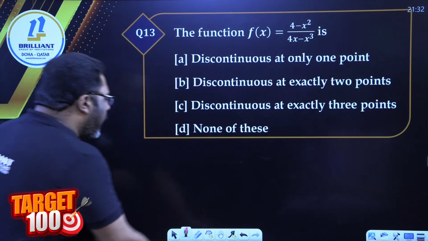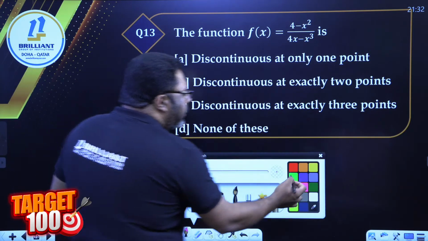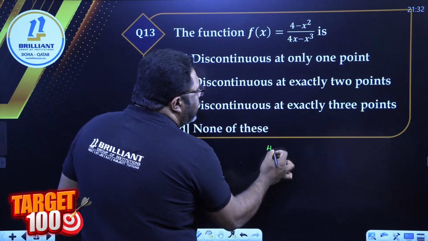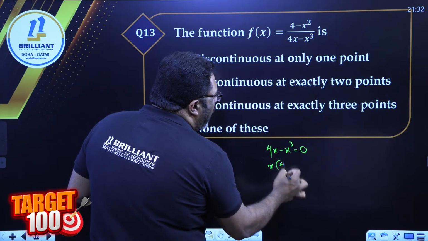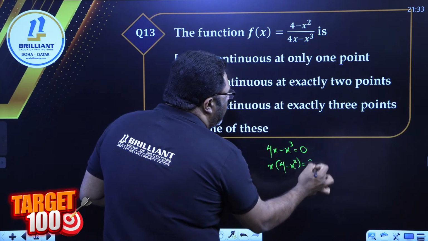The next one, again, it's a very similar question. So I'm going to quickly go through the answer. 4x minus x cube equal to 0. I can take x common out. 4 minus x squared equal to 0.